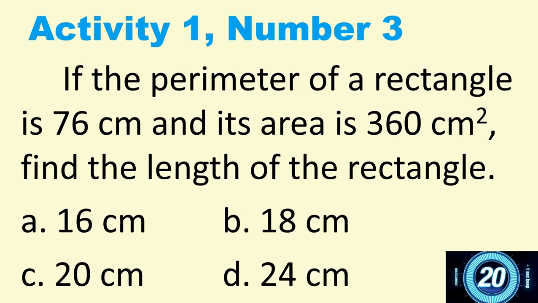If the perimeter of a rectangle is 76 centimeters and its area is 360 square centimeters, find the length of the rectangle. A. 16 centimeters, B. 18 centimeters, C. 20 centimeters, or D. 24 centimeters. May you try to answer this question.